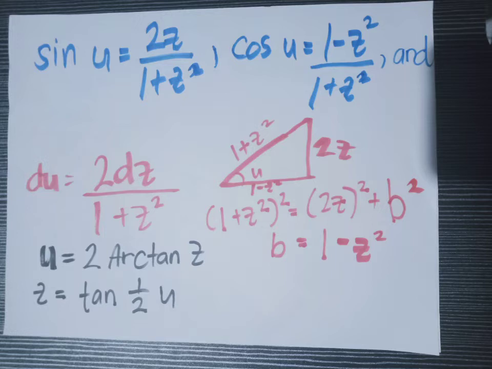Then the first and the second of these relations are obtained from the figure, and the third by differentiating u equals 2 arctan z. After integrating, use z equals tangent of 1/2 u to return to the original variable. Now we move to our example number 1.